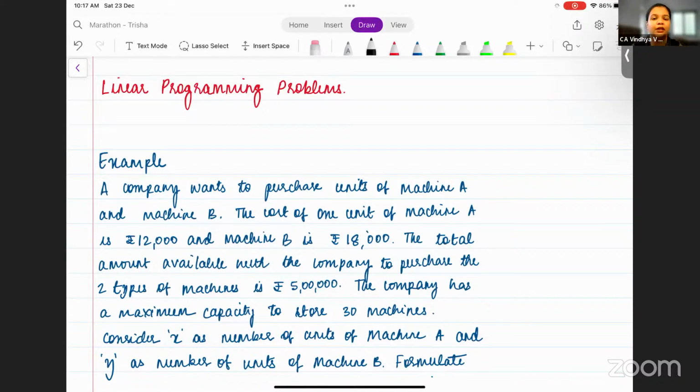All right, next one, that is linear programming problems. So what happens in linear programming problems is, first they'll give you a big description. By using this description, you need to formulate a linear inequality. Usually the linear inequality will be in two variables, x and y. They would also mention what is x and what is y, what you need to consider as x and what you need to consider as y in the question.